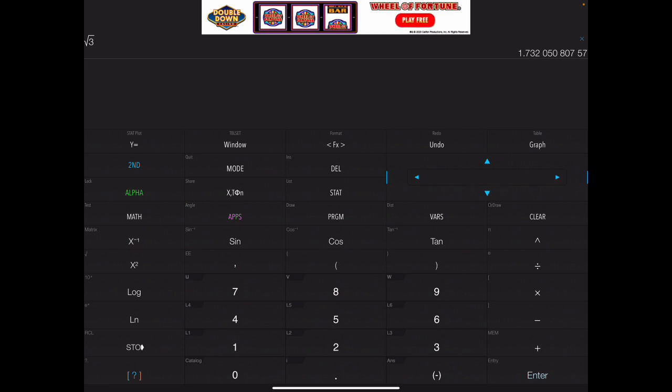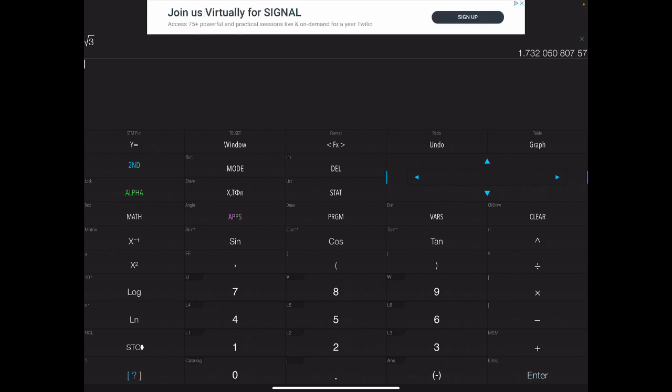So what we're going to do is, once you get the value of what you're trying to figure out, whether it's rational or irrational, then you want to go ahead and press math. You don't have to rewrite that number.